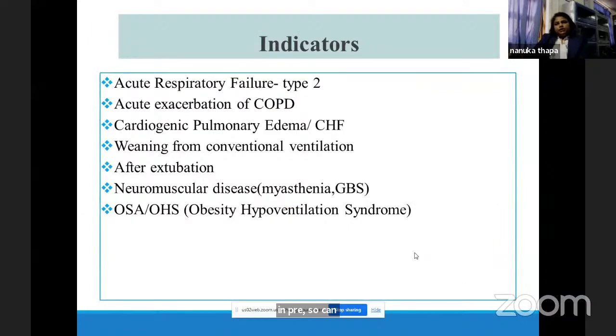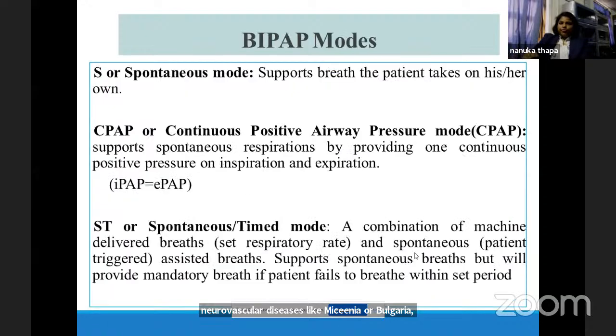So what are the indications? Type 2 acute respiratory failure, acute exacerbation of COPD, cardiogenic pulmonary edema or congestive heart failure, weaning from conventional ventilation, after extubation, neuromuscular diseases like myasthenia or Guillain-Barré syndrome, as well as obstructive sleep apnea or obesity hypoventilation syndrome.